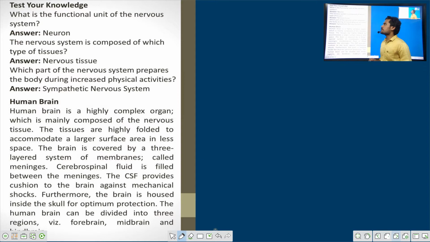Just a few multiple choice questions. What is the functional unit of the nervous system? That is neurons. Again, another question. The nervous system is composed of which type of tissue? That is nervous tissue. Which part of the nervous system prepares the body during increased physical activity? The sympathetic nervous system. The question can be twisted and asked as: which nervous system increases the activity of the physical body? It is the sympathetic nervous system. Or the question can be asked like this: which nervous system decreases activity or helps in calming the organs? That is the parasympathetic nervous system.